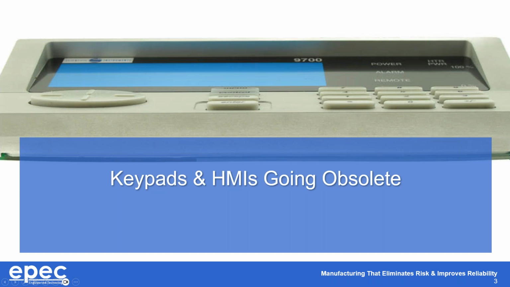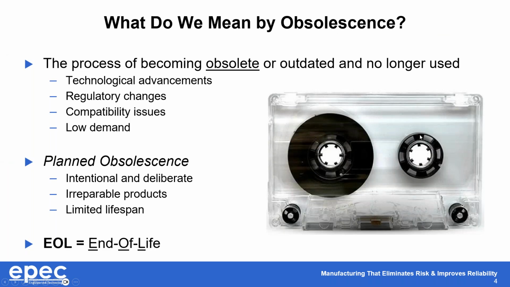So first, talk a little bit about why keypads and HMIs go obsolete. There's a lot of reasons for this. But first, what do we mean by obsolescence? That specifically entails the process of something going obsolete or outdated. And again, this could be market conditions, technological advancements, compatibility concerns, or just soft demand for a certain product. A lot of those reasons will drive a product to go obsolete.